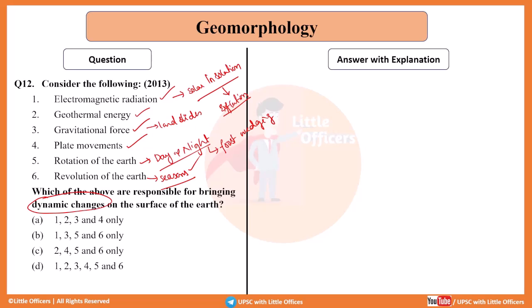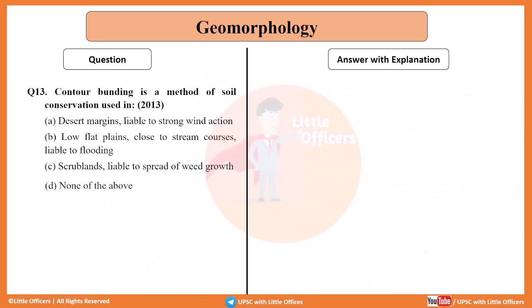So had the question been asked particularly endogenic changes or exogenic changes, then we should have been very much conscious. So if we talk about endogenic, only 2, 3, 4 are endogenic in origin. And if we talk about exogenic, like 1, 5, 6 will be exogenic. But altogether, they can make changes. So the correct answer is going to be all 6 of them. Okay. Now moving on to the next one.